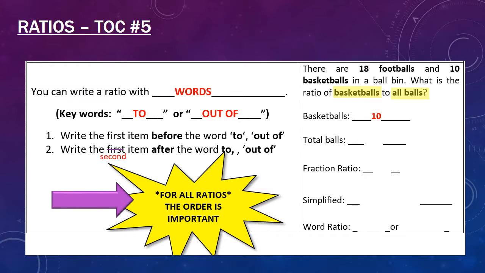There are 10 basketballs, and in order to find how many of all, you have to add them together. So 18 plus 10 gives you 28. Because they asked for basketballs first, that goes in my numerator, and my total goes in the denominator. So this is part to whole. If we simplify it, we divide both numerator and denominator by 2, and I end up with 5 over 14, or 5/14. When I write it, I would write 5 to 14 is the ratio, or 5 out of 14, because it's talking about the part that is basketballs to the total or whole number of balls in the bin.